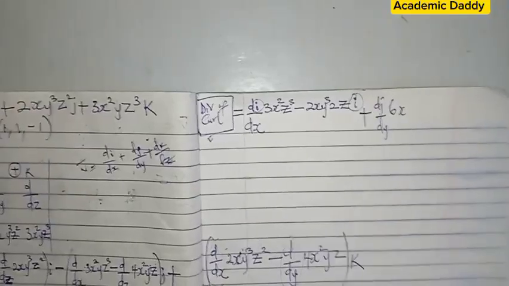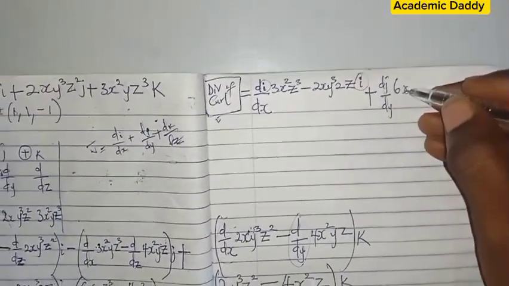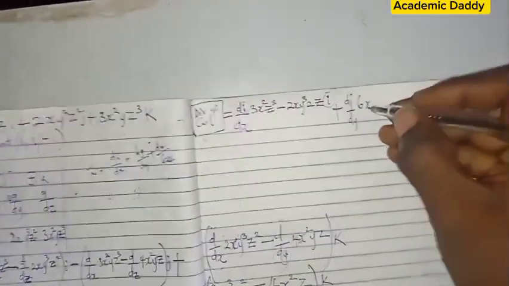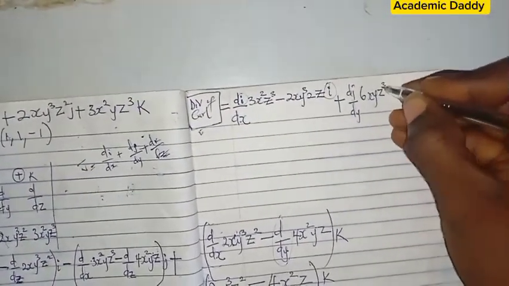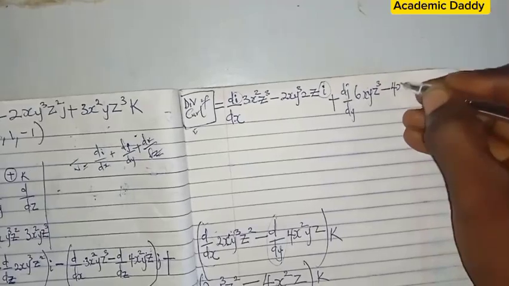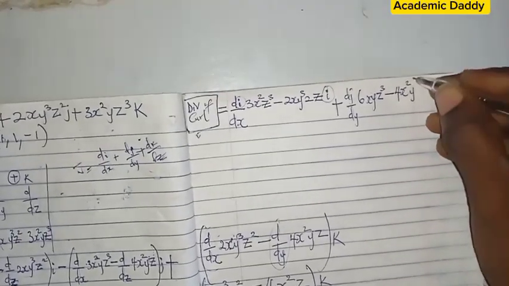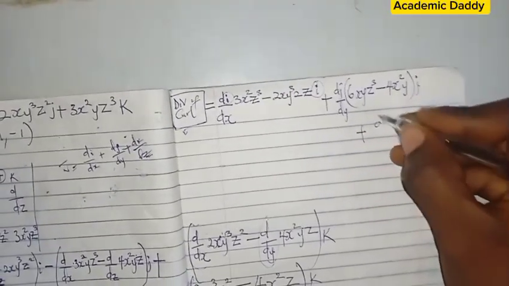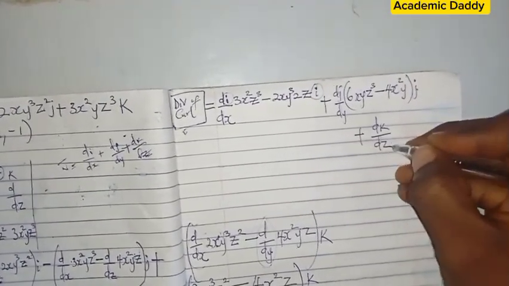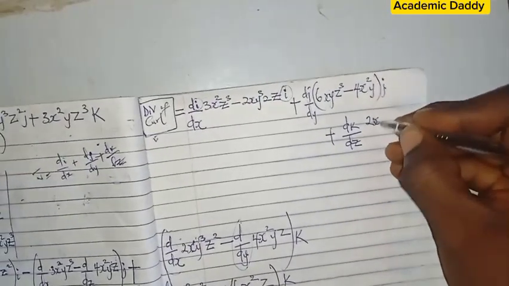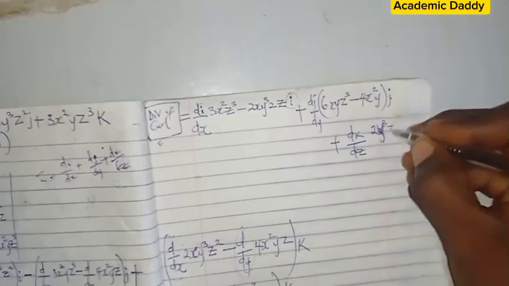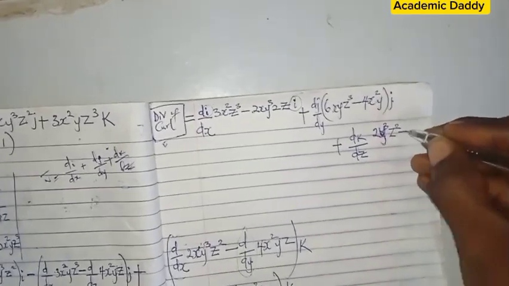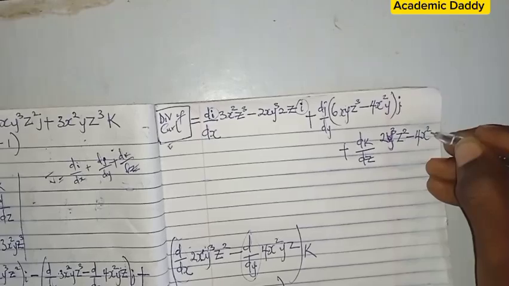Okay. Alright. Put your 6. Yes, put your 6, this value: 6xyz cubed minus 4x squared y, j, then plus the k with respect to z. Then this is the value for the k. So, 2y cubed z squared minus 4x squared z.